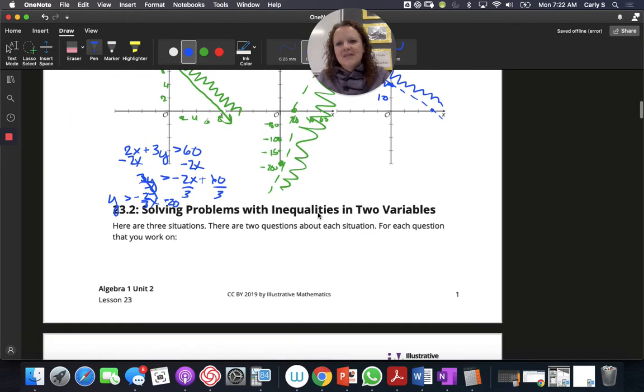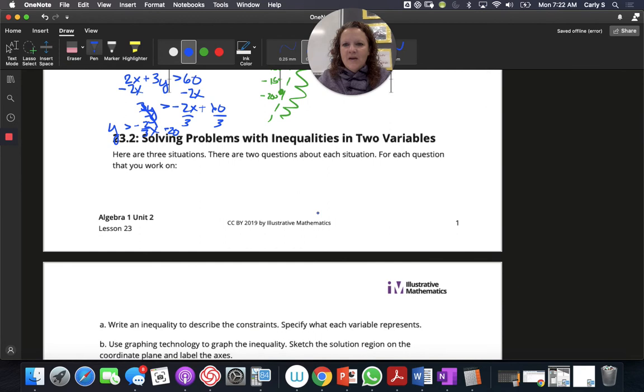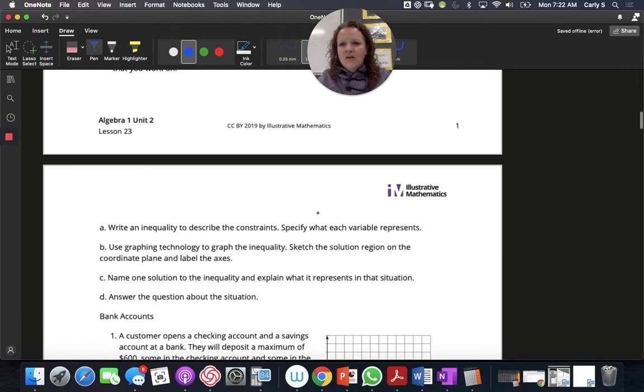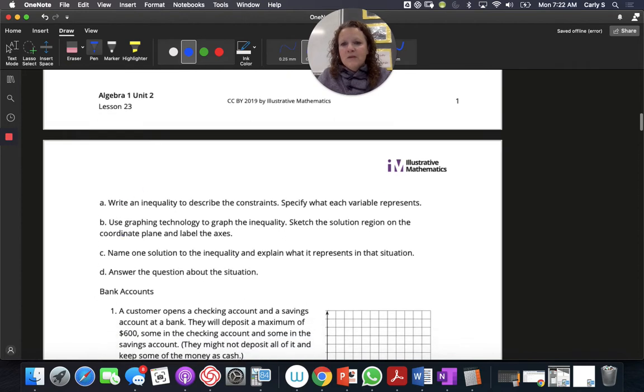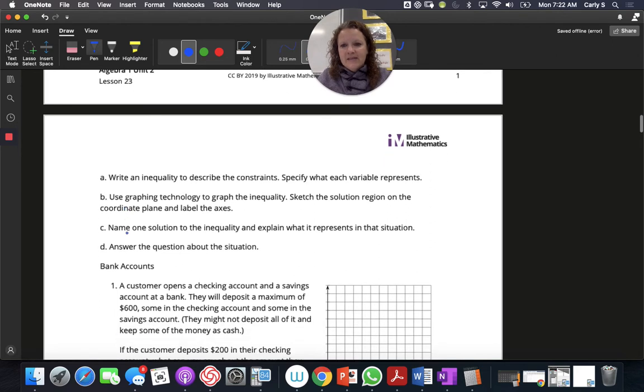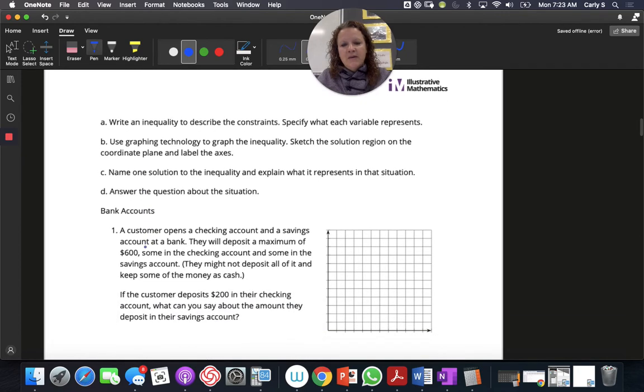All right, so solving problems with inequalities in two variables. Here are 3 situations. There are 2 questions about each situation. For each question that you work on, write an inequality to describe the constraints. Specify what each variable represents. Use graphing technology to graph the inequality. Sketch the solution region on the coordinate plane and label the axes. Name one solution to the inequality and explain what it represents in that situation. And then answer the question about the situation.